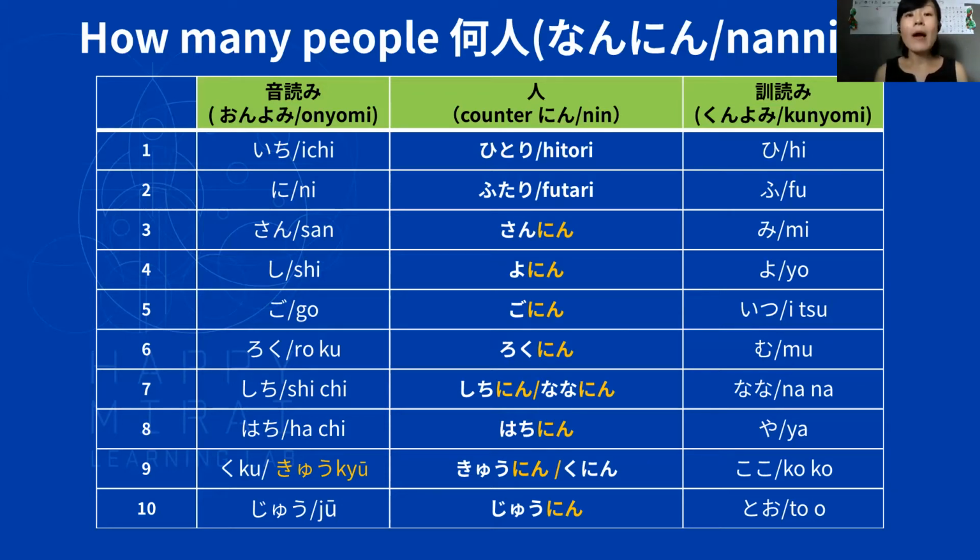For example, 3 people, sannin. 4 people, yonin. This is something to highlight: when you learn counting, number 4 can be shi or yon, however, when we count people, it is yonin. 5 people, gonin. 6 people, rokunin. 7 people can be shichinin or nananin. 8 people, hachinin. Then 9 people, kyuunin. I never heard people say kuunin before. Number 10, 10 people, juunin.